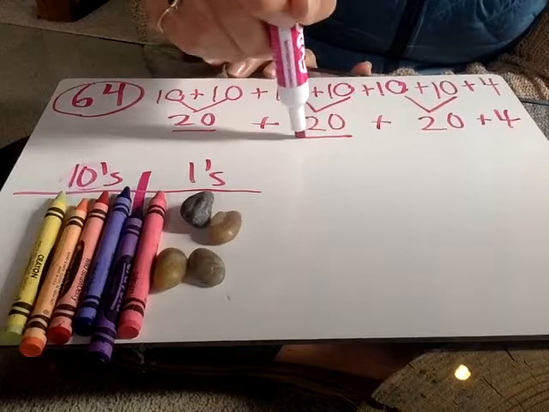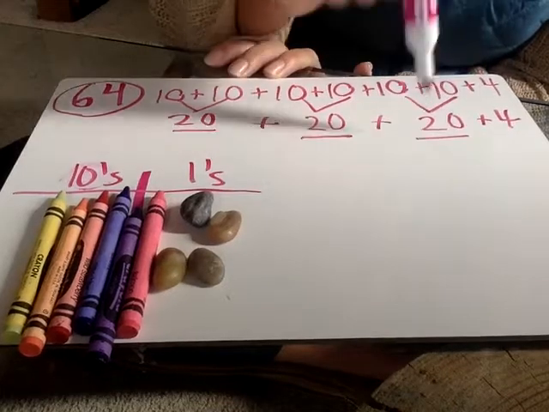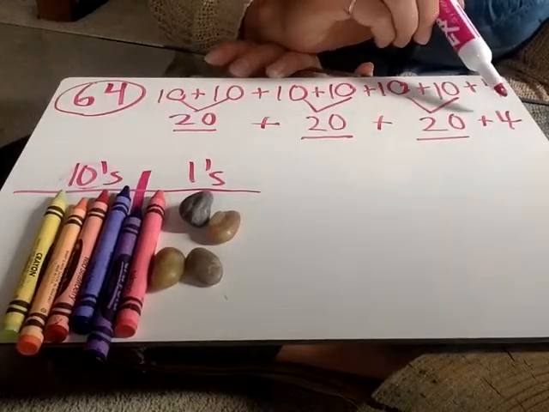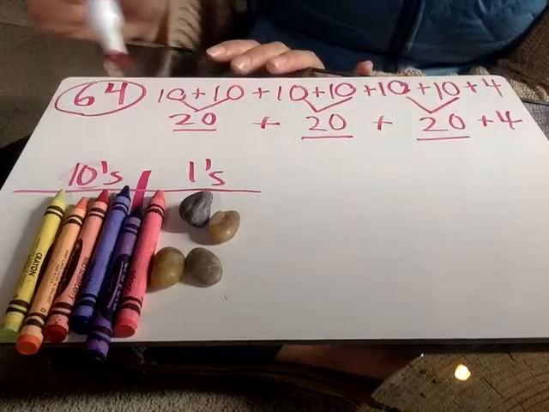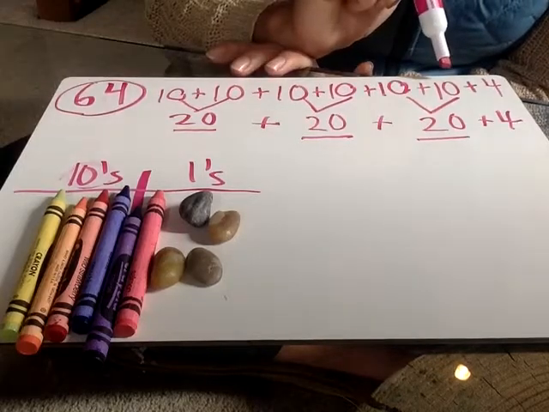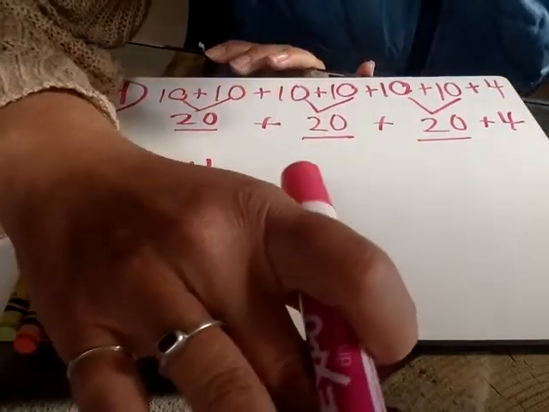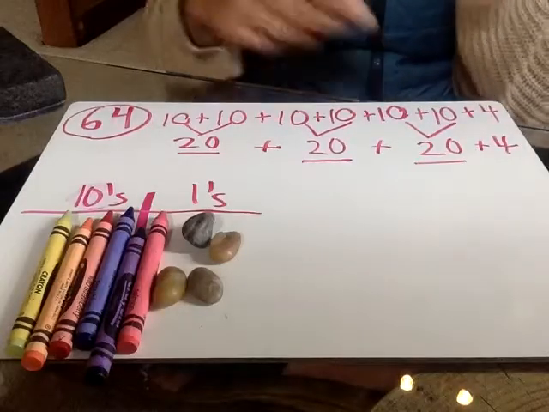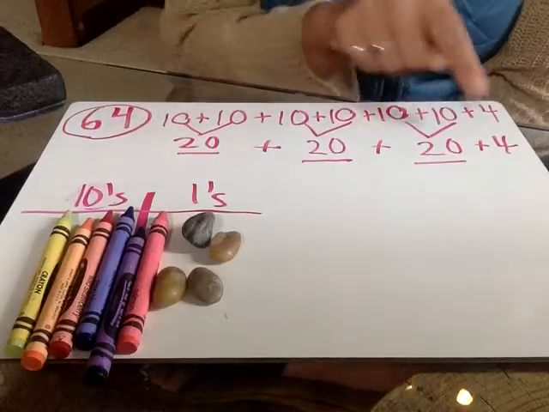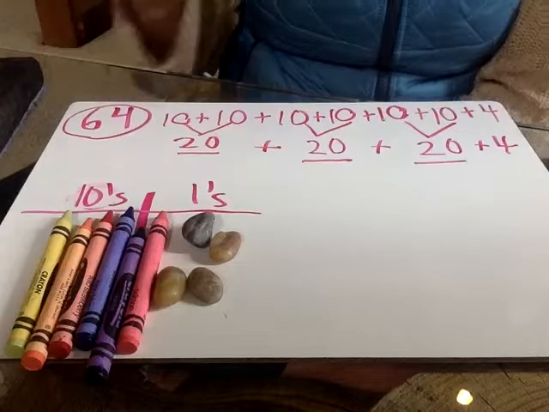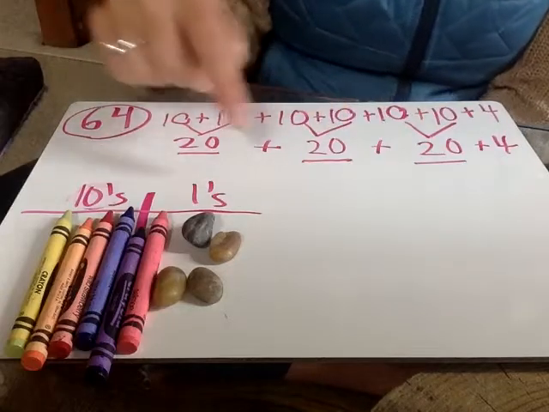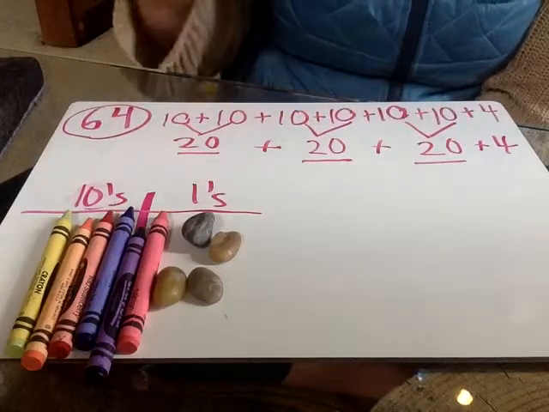20, 40, 60, and then plus 4, okay? So that also equals 64. Okay, so that is one way to do this. And you can even go deeper with finding doubles or counting by twos.